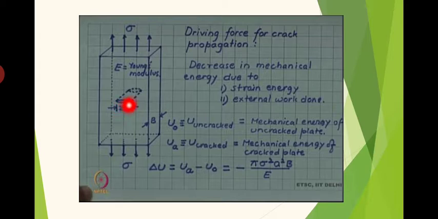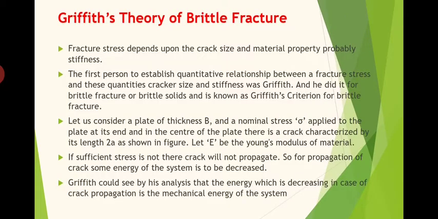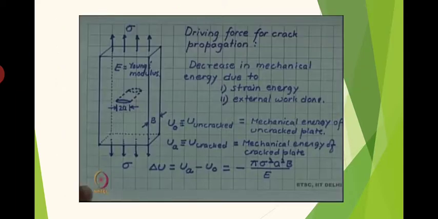So initially there is a crack of size 2a within that material, and I have applied a normal stress sigma at both ends of this material, and the thickness of the material is B. And of course the modulus of elasticity is given as E. If sufficient stress is not there, the crack will not propagate. Initially the crack is there inside the material, but it will not fracture at all. The reason is that sufficient energy is not there.